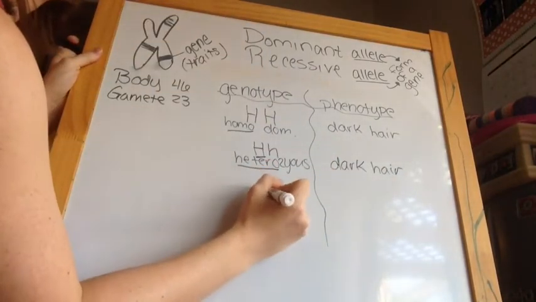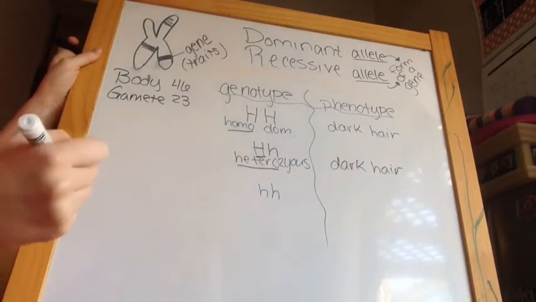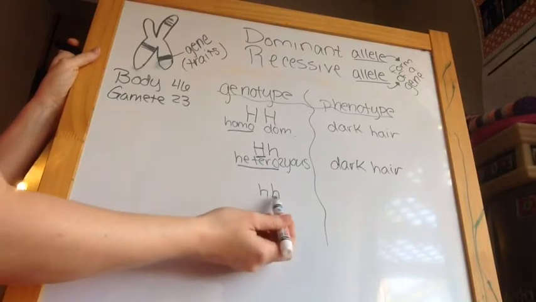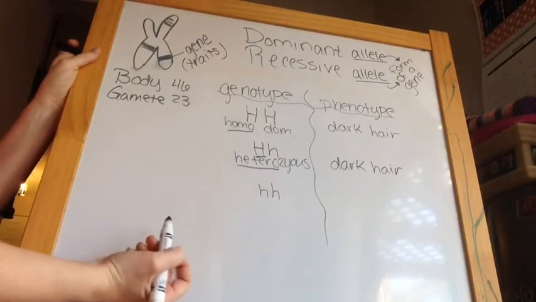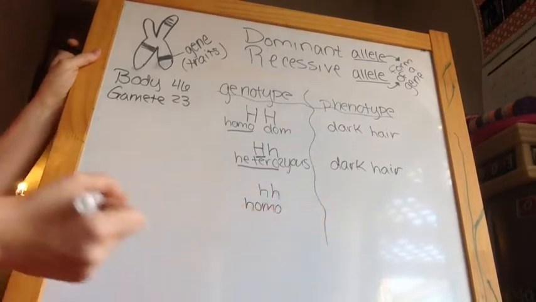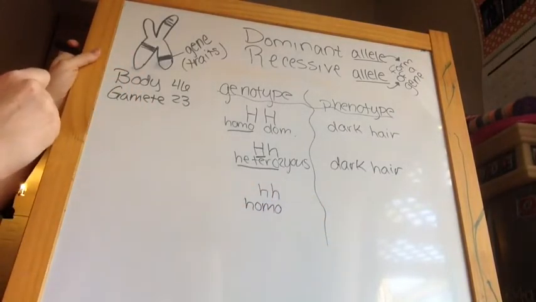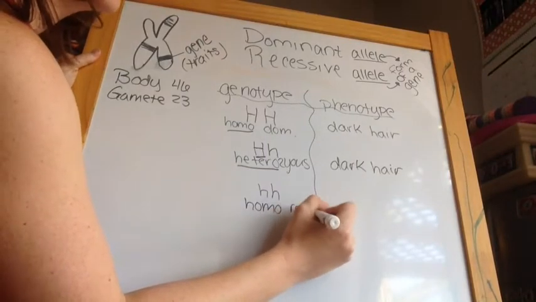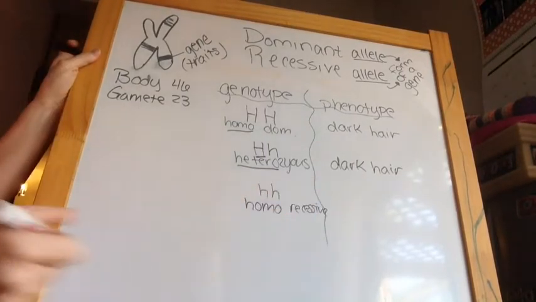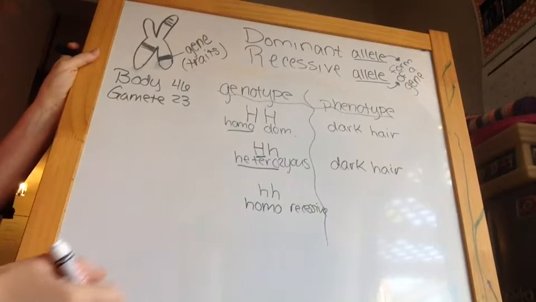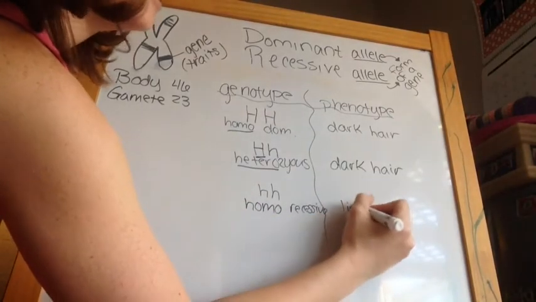Now, what if this individual has little h, little h? Well, do I call that homo or hetero? Since they're the same, they're two recessive alleles, I'm going to call it homozygous. But I'm not going to call it homozygous dominant. This time I'm going to call it homozygous recessive. So that means they have two copies of the recessive allele. Now the phenotype for this example would be light hair.